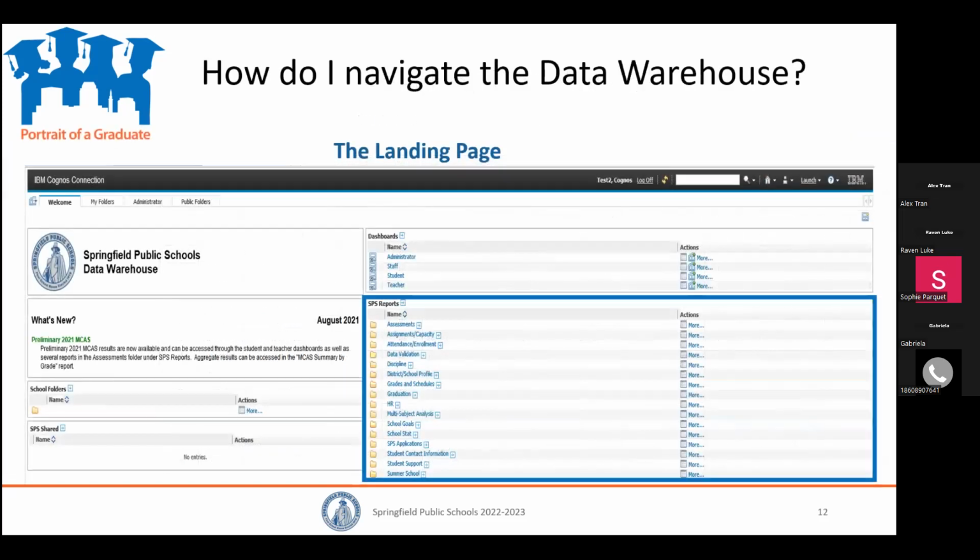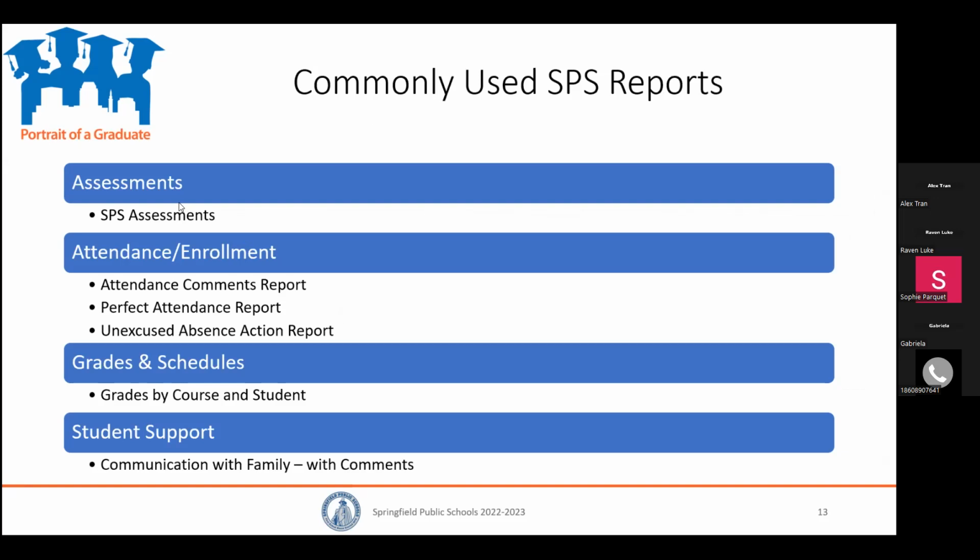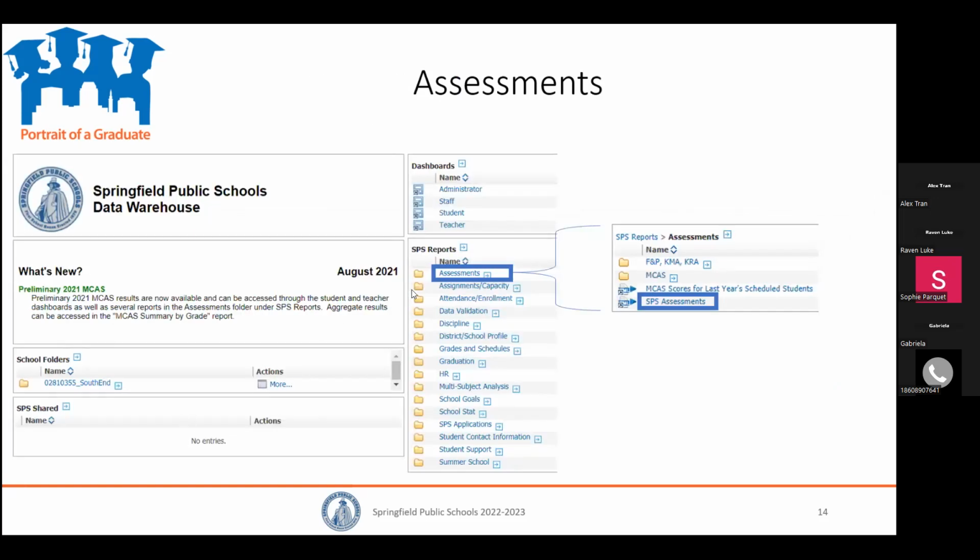Those are the dashboards. Next, we're going to look at some reports. While the dashboards give a bunch of different pieces of data in one place, these are more specific to a type of data or topic. So we have assessments, we have a bunch of attendance and enrollment reports, we have some grades and schedule reports, and a communication with family report. So we'll start off with the assessments.